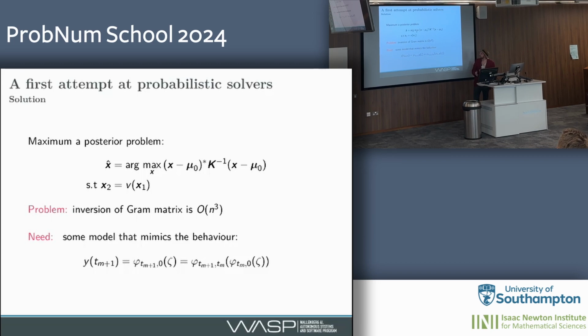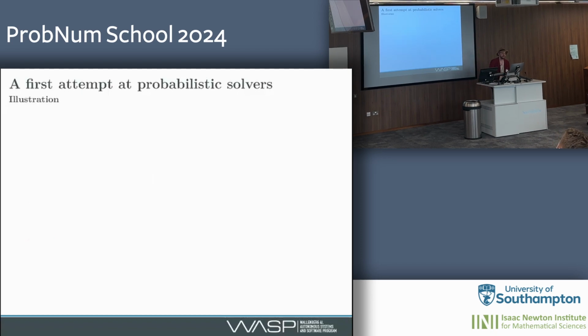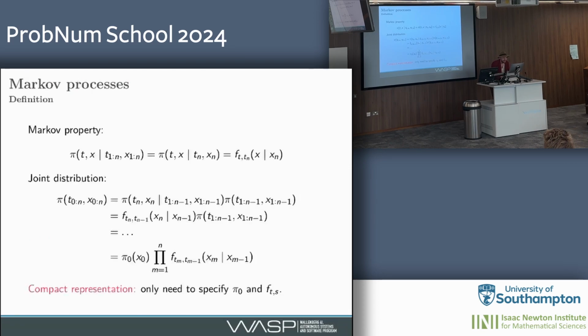The linear algebra people have been talking about how to approximately solve systems. I'm going to take a different approach: change the model in a way that inference becomes cheap automatically. Roughly speaking, that means we have some kind of stochastic process prior that mimics the recursive structure of the solution of the ODE. That's accomplished with Markov processes.